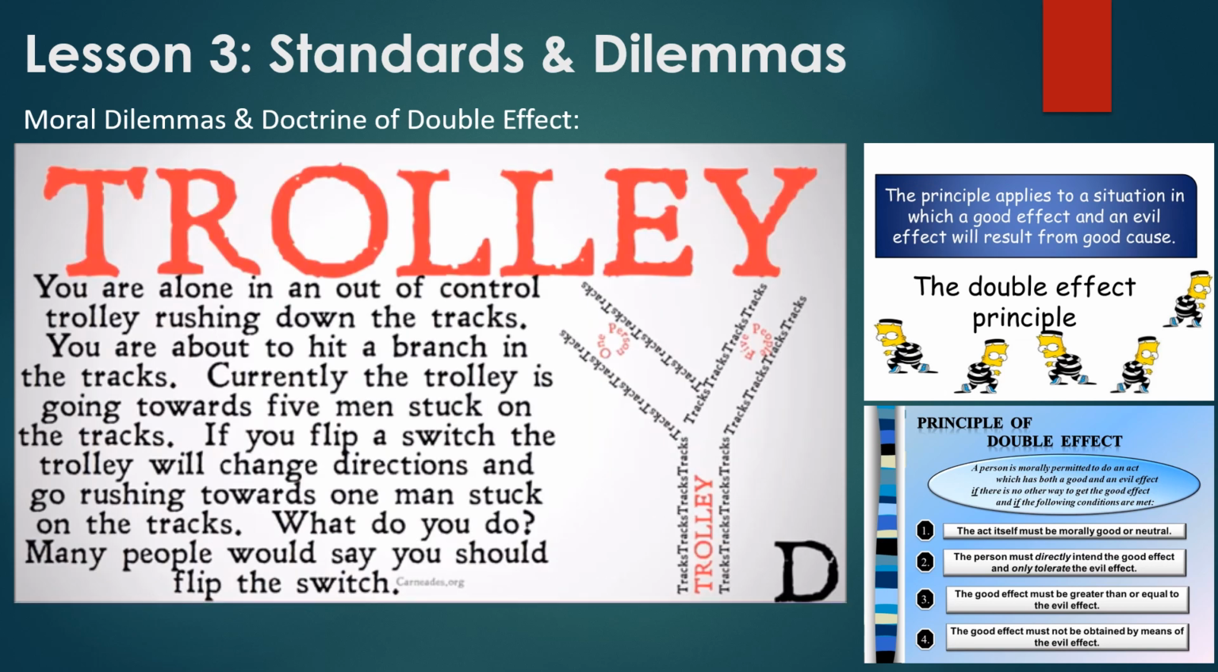Now, you're alone in an out-of-control trolley rushing down the tracks. You're about to hit a branch in the tracks. Currently, the trolley is going towards 5 men stuck on the tracks. If you flip the switch, the trolley will change directions and go rushing towards 1 man stuck on the tracks. What do you do? Many people would say you should flip the switch and kill 1 instead of letting 5 die.